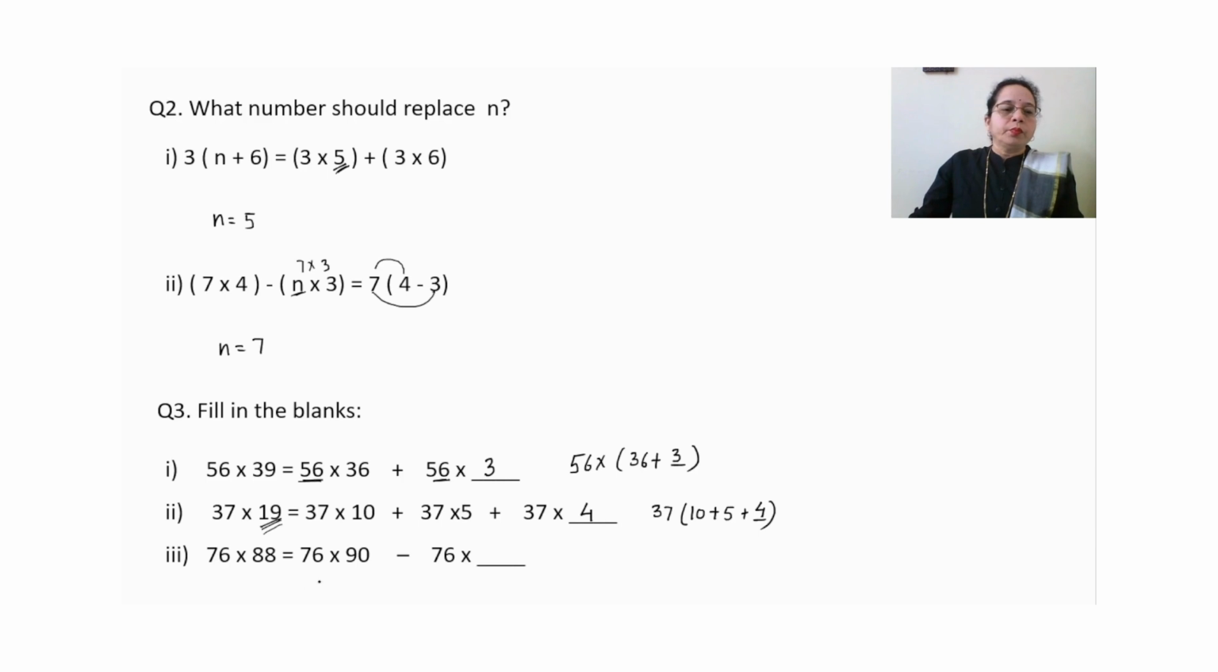4. Now here you can see that 76 is common. So write 76 common. What is left inside the bracket? 90 minus some number, and here you require 88. How will you get 88? 90 minus 2 will give you 88. It means fill up the blanks, 2 will come.